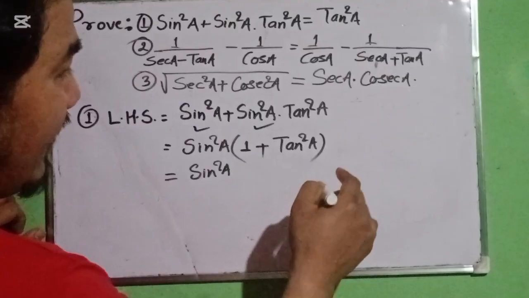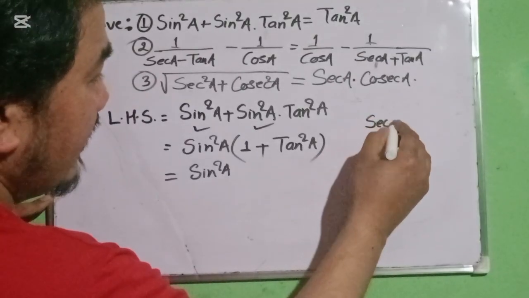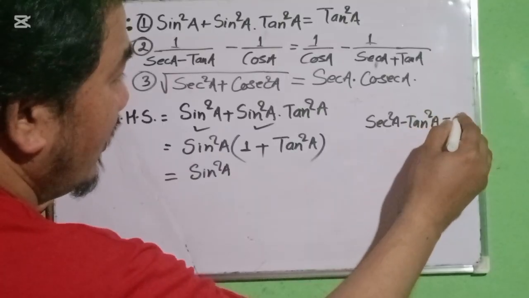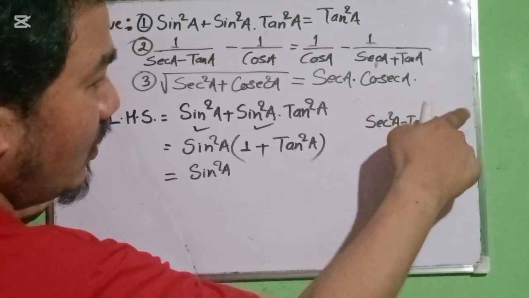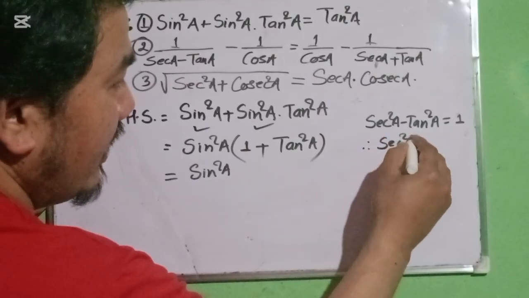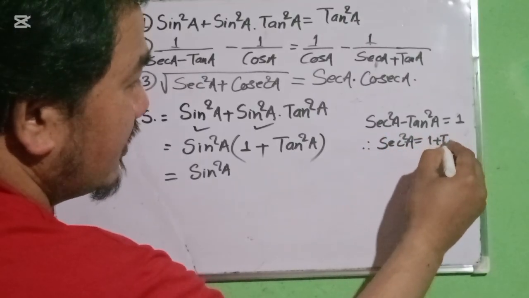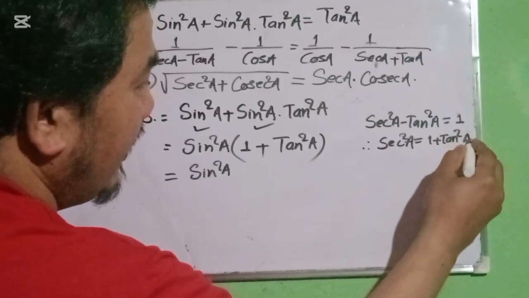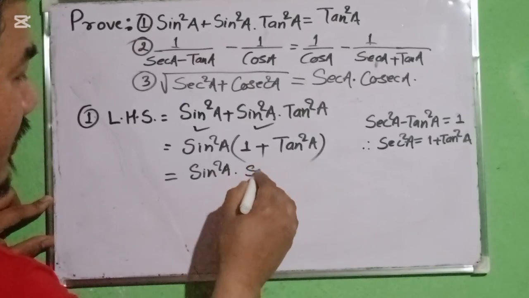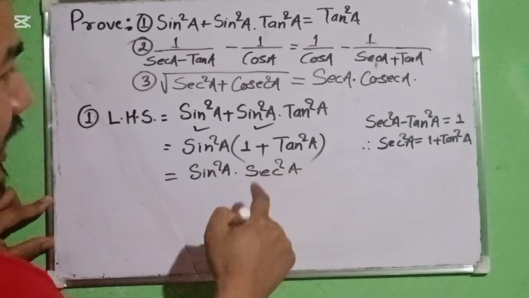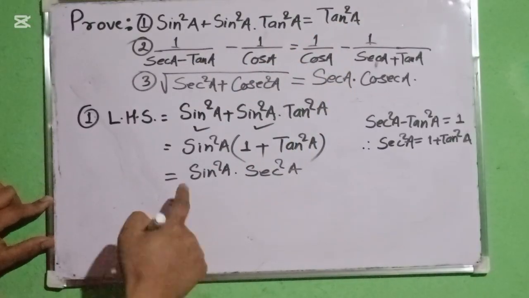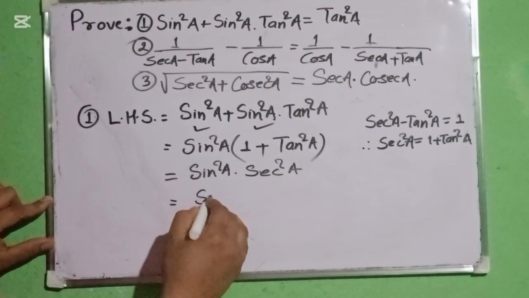In the Pythagoras relation, we know that sec square A minus tan square A equals 1. When this minus tan square A goes to the right side, the new formula comes: sec square A equals 1 plus tan square A. That's why in place of this 1 plus tan square A, we can use sec square A. And our answer is to bring tan square A, that's why we need sine square A up, so I write it the same.